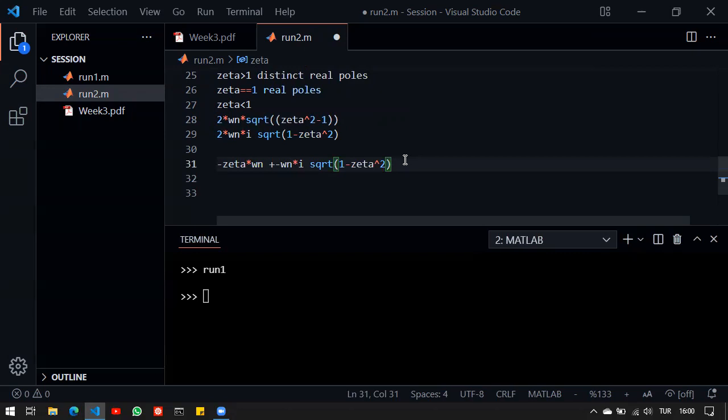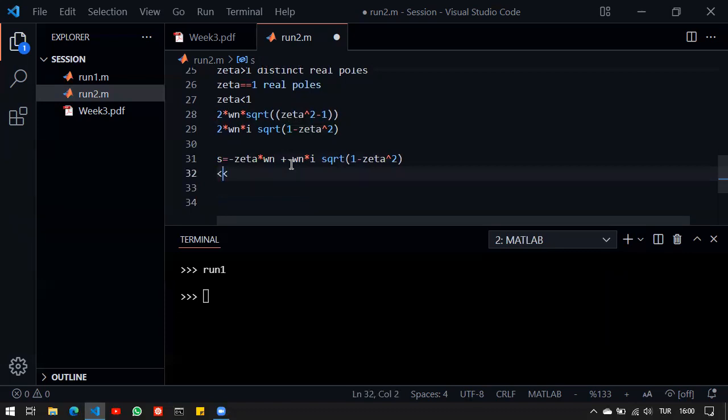Now here, if we have zeta equals 1, we can see that this term will vanish, and both of them will become minus zeta times omega n. And for positive values, 2 distinct real poles, and for negative, this will be basically determining the imaginary part here. So that's basically it. This is the solution of the poles of this polynomial.